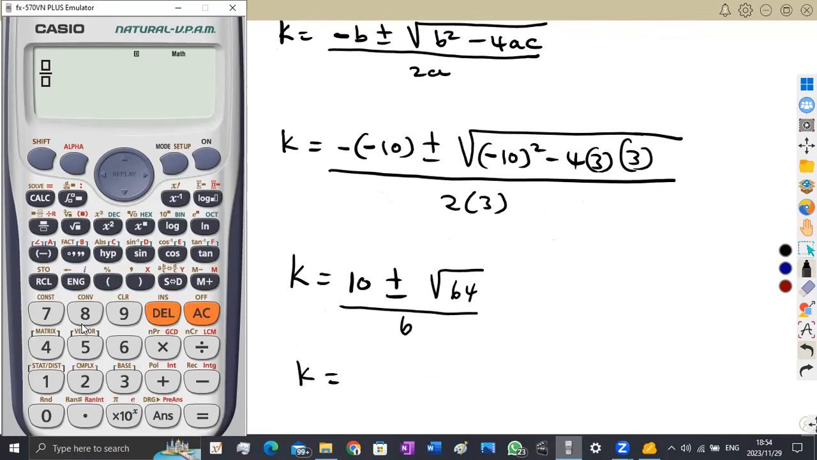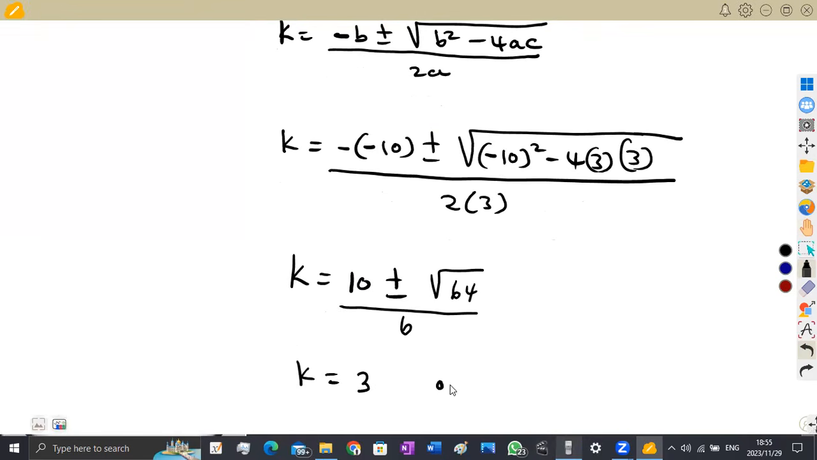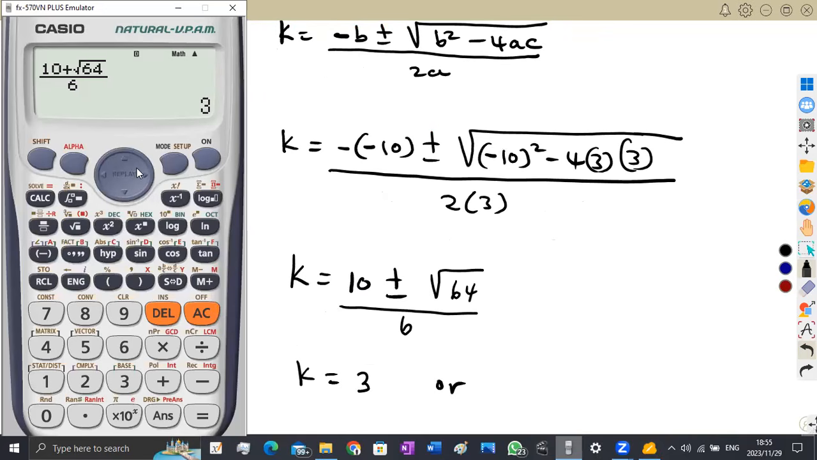That's 10 plus the square root of 64, everything over 6, which is 2 times 3, which gave us a 6. That's k is going to be equal to 3. Or we have to simplify the other part of k by introducing a negative here on top.